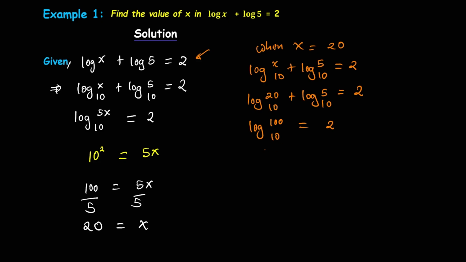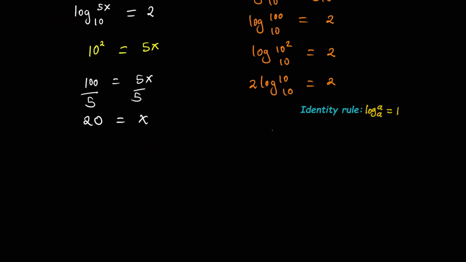But 100 is the same as 10 squared. So we will have log of 10 squared to base 10 equals 2. And from the power rule, 2 will become a coefficient of this logarithm. So we will have 2 log of 10 to base 10 equals 2. And from the identity rule, log of 10 to base 10 is the same as 1. So we'll have 2 times 1 equals 2, which is the same as 2 equals 2. But since the left hand side equals the right hand side, therefore our value of x indeed equals 20.